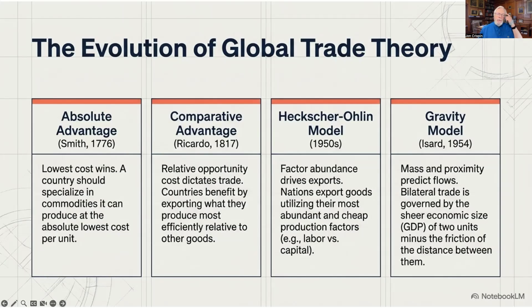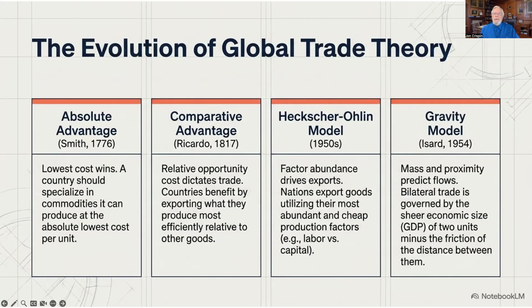And then move forward a long time to post-World War II, and you've got the Heckscher-Ohlin model, and they discuss how factor abundance drives exports. Nations export goods utilizing their most abundant and cheap production factors, for instance, labor and capital. We saw a lot of Japanese cheap toys and so forth during this era. Cheap, everything just very inexpensive, lowest cost. And now we're seeing the Chinese replacing the Japanese in their lowest cost manufacturing and producing of goods.